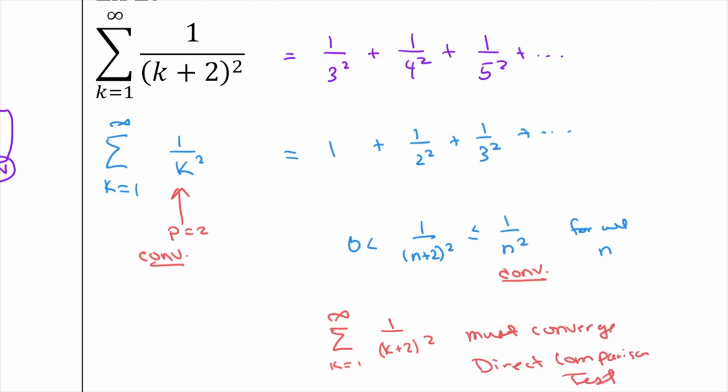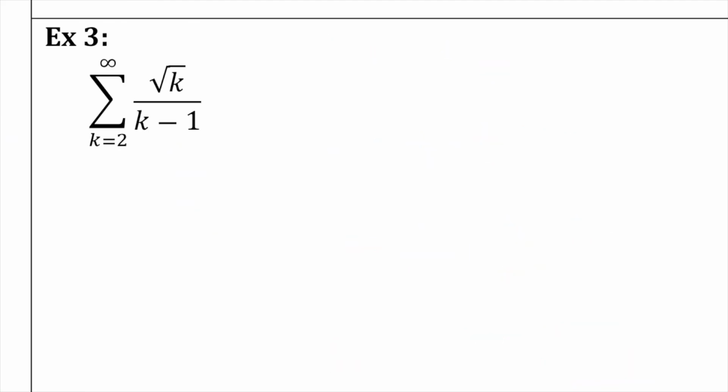Time to look at example 3. For example 3, we begin by writing out a few terms. We have square root of 2 over 1, square root of 3 over 2, square root of 4 over 3. So I see a lovely pattern, but I'm really not recognizing what's happening yet. So we're going to try something a little bit different.